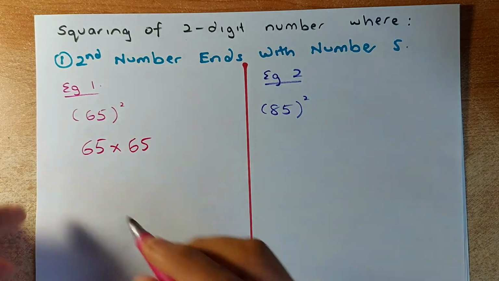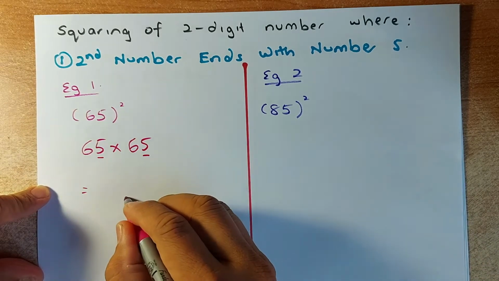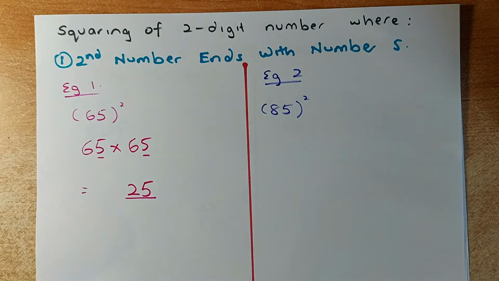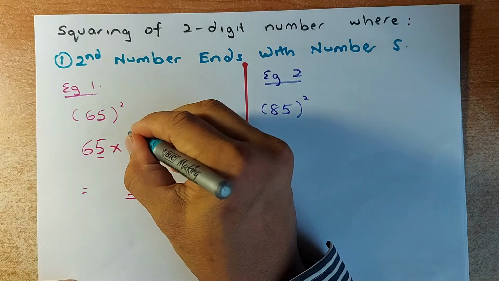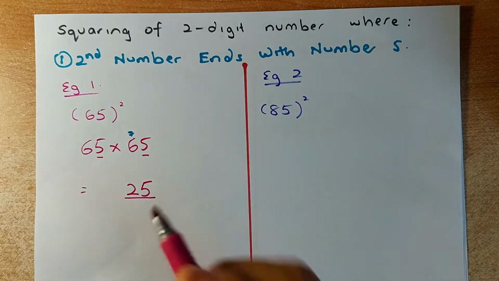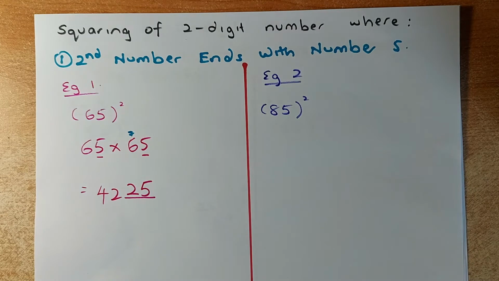The first step, you are going to multiply 5 with 5. So the last 2 digits are going to be 25. No matter what, all the answers for a number that ends with a 5 will end with 25. The next part is interesting. Instead of 6 times 6, you're just going to add one more. So instead of 6 times 6, you're going to do 6 times 7, and the answer is going to be 42. So 4, 2, 2, 5. Check in the calculator, and I'm sure it is right.